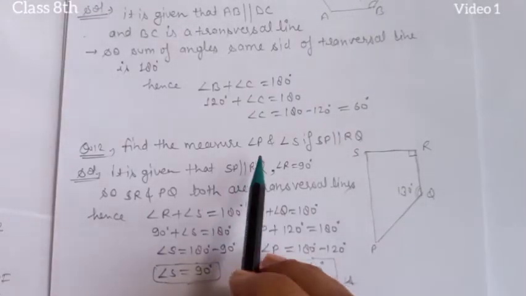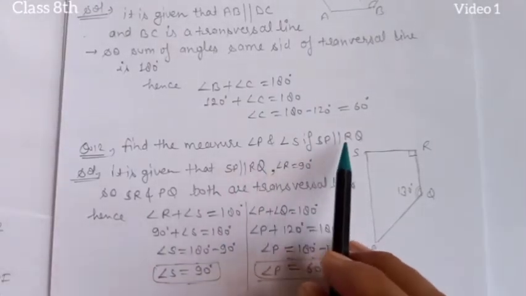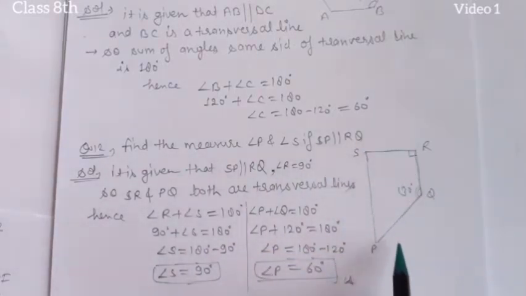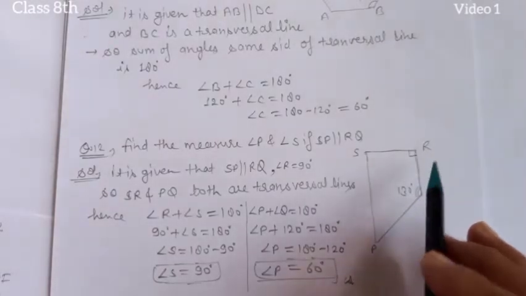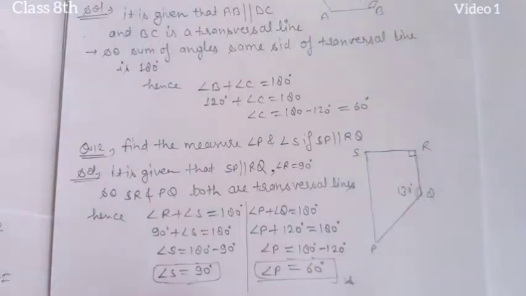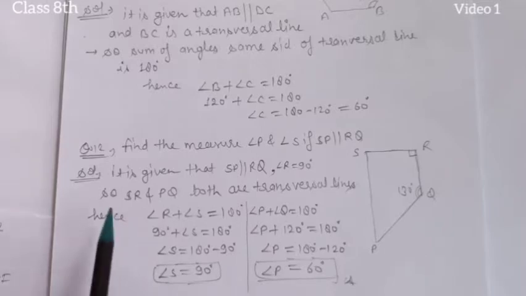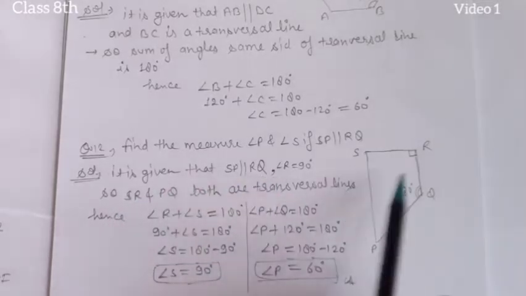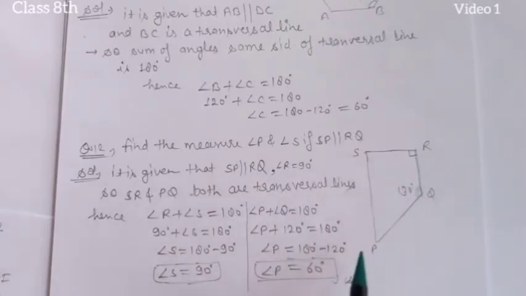Find the measure of angle P and angle S if SP is parallel to RQ. So students, here in this figure you can see PQRS is a trapezium and angle Q is given as 130 degrees and this sign represents 90 degrees. Let's use the same method we used in the previous questions. Here it is given that SP is parallel to RQ, and angle R is 90 and Q is 130.